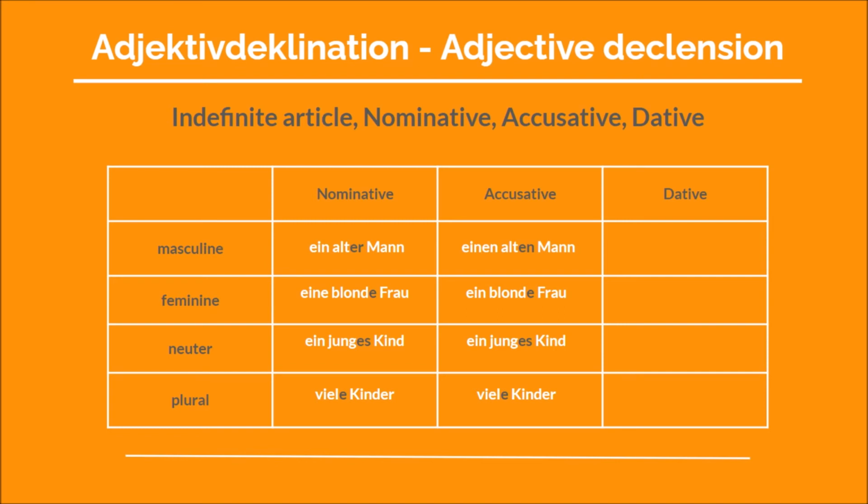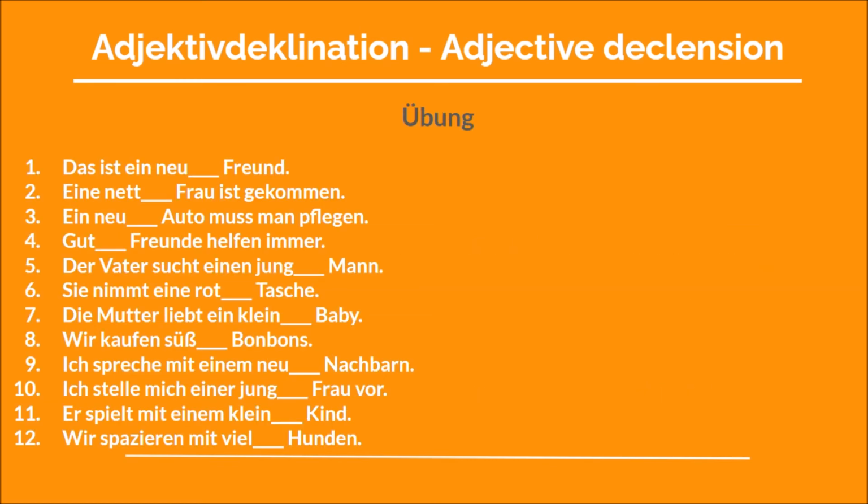In dative: einem alten Mann. Einer blonden Frau. Einem jungen Kind. Vielen Kindern. And one more time, we will practice it. Das ist ein Neufreund. Das ist ein neuer Freund.